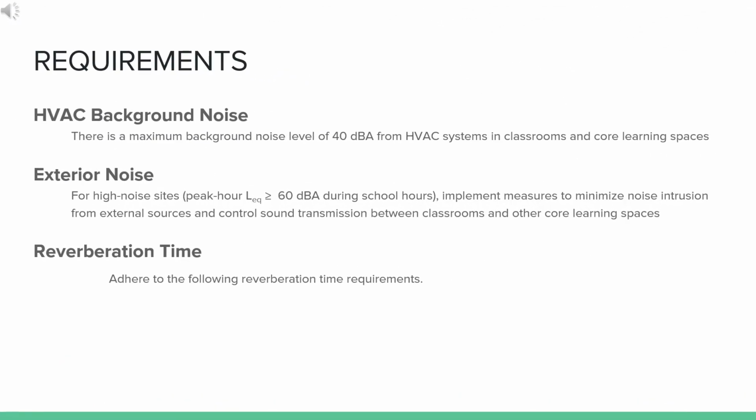There are 3 requirements for this prereq. The first is HVAC background noise. There should be a maximum background noise of 48 A-weighted decibels from HVAC systems in classrooms and core learning spaces.